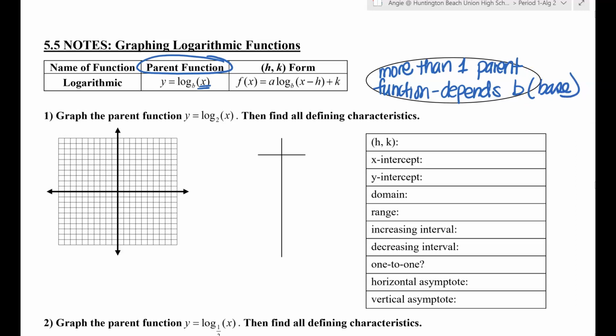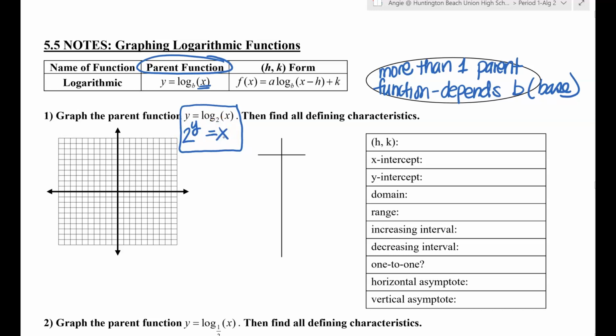So let's start with number 1. Graph the parent function y equals log base 2 of x. Then find all defining characteristics. What I don't want you guys to do is memorize another set of values. So the first thing we are going to do is rewrite this same exact log equation into exponential. So it's going to be 2 to the y equals x, okay?